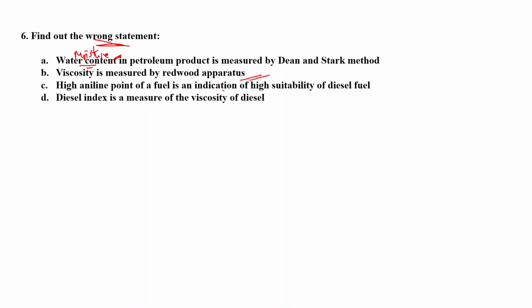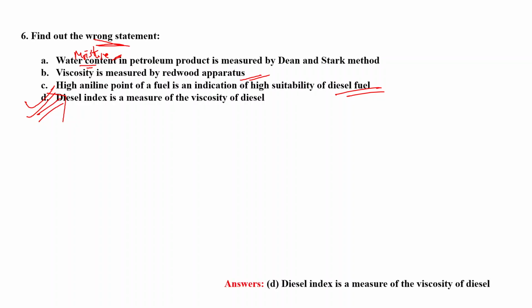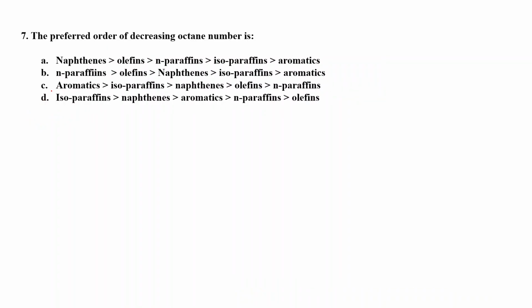High aniline point of a fuel is an indication of high suitability of diesel oil. Yes, this is correct. If there is a high aniline point, that means a higher temperature is required for the miscibility of equal volumes of aniline and crude oil. Diesel index is the measure of viscosity of diesel. This is not correct, so this statement is wrong. This is the answer.